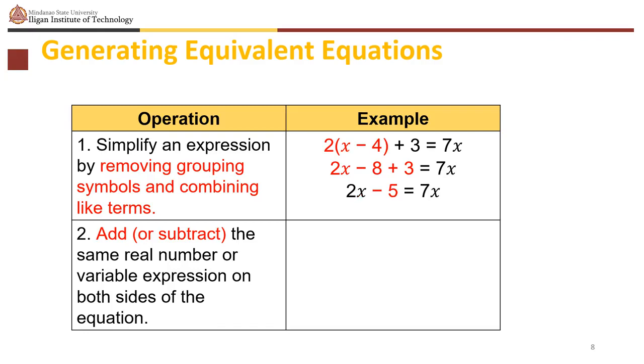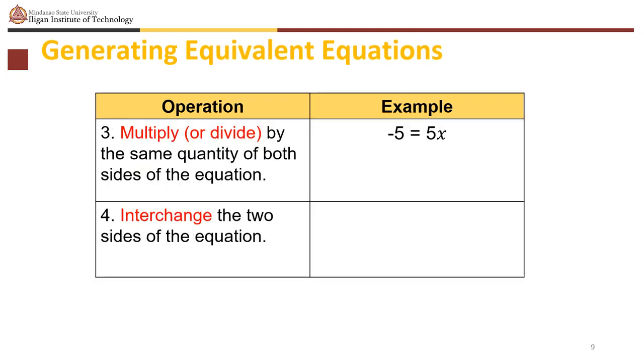And then we try to combine like terms. Negative 8 plus 3 here will give us negative 5. Followed by, you can add or subtract the same real number or variable expression on both sides of the equation. This time, we subtract 2x on both sides to get rid of 2x here. So we will have 2x minus 2x will give us 0. So negative 5 is equal to, we have 7x minus 2x is 5x.